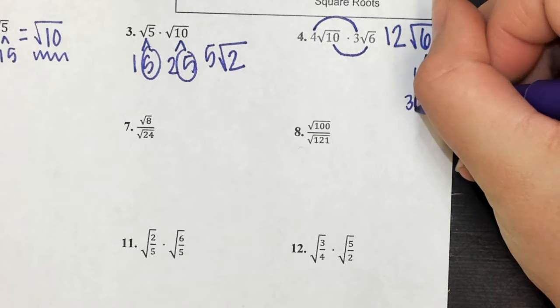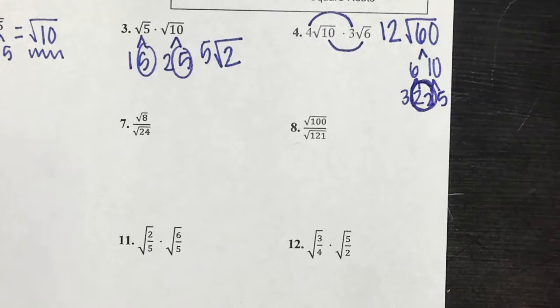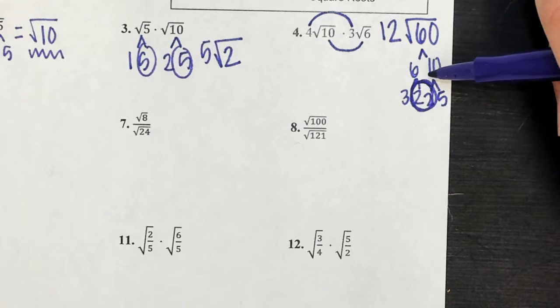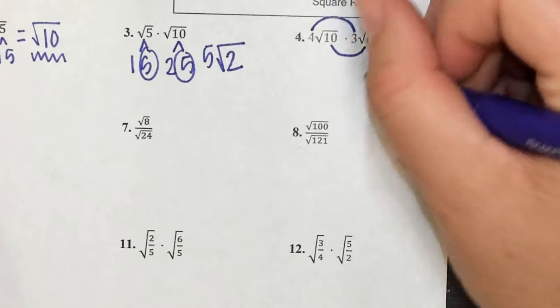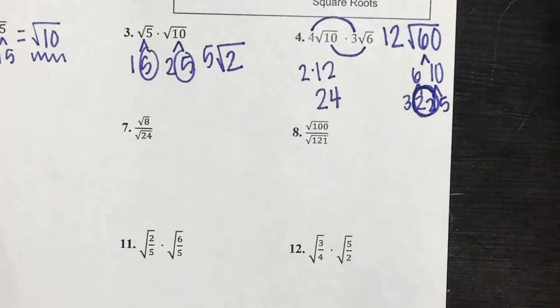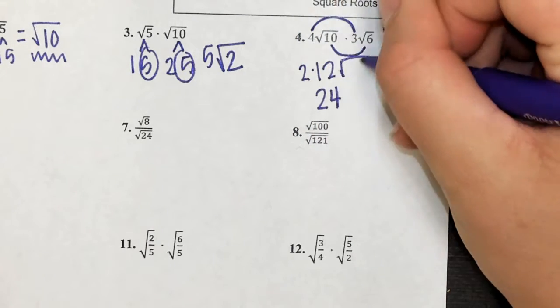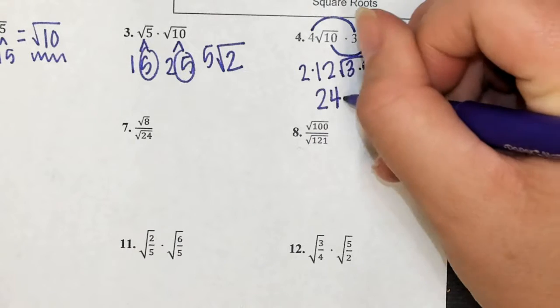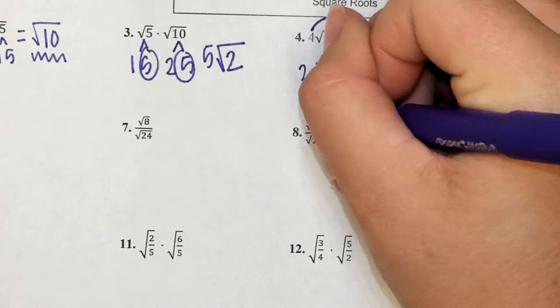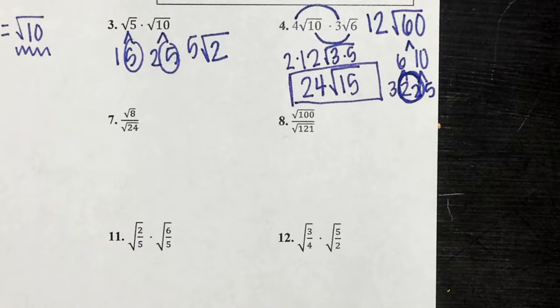Okay? I'm going to circle 2's. Can I circle anything besides 2's? No. So 2 can come out, and I have to multiply it with what? 12. So 2 times 12, which becomes 24. And then I'm left with the square root of 3 times 5, which is 15. Yeah, you could have. It would give you the same thing.